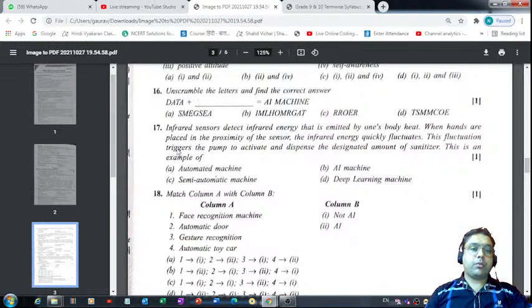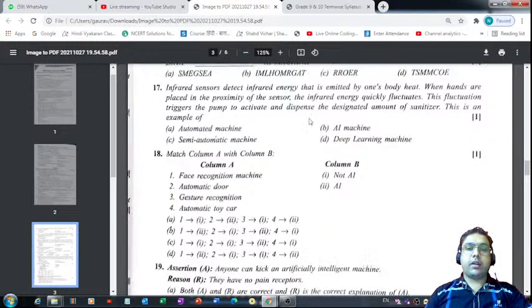Then we have question number 17. Infrared sensors detect infrared energy that is emitted by one's body heat. When hands are placed in the proximity of the sensor, the infrared energy quickly fluctuates. This fluctuation triggers the pump to activate and dispense the designated amount of sanitizer. So it's talking about automatic hand sanitizers, in which we have sensors installed, which you can find in airports, washrooms, etc. This is an example of an automated machine, an AI machine, a semi-automatic machine, or a deep learning machine. What is the correct answer?